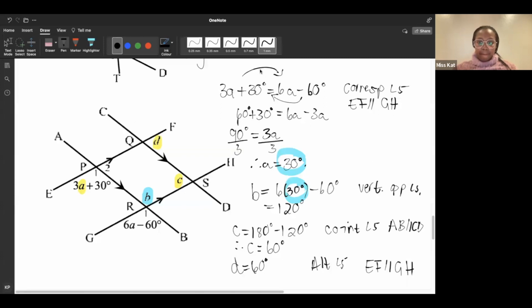Ma'am, how did you get D equals 60? Alternate angles. So look here. You see where D is, right? And C. The Z. Do you see the Z? Yes, ma'am. So we knew that C was 60. These angles are equal. So that angle over there will be equal to that angle over there. Okay. Thanks, ma'am. You're welcome.